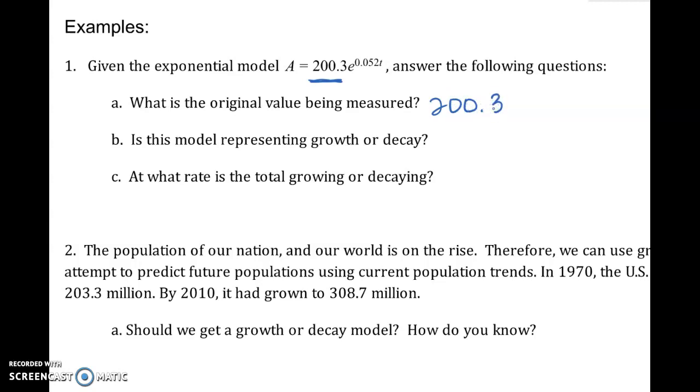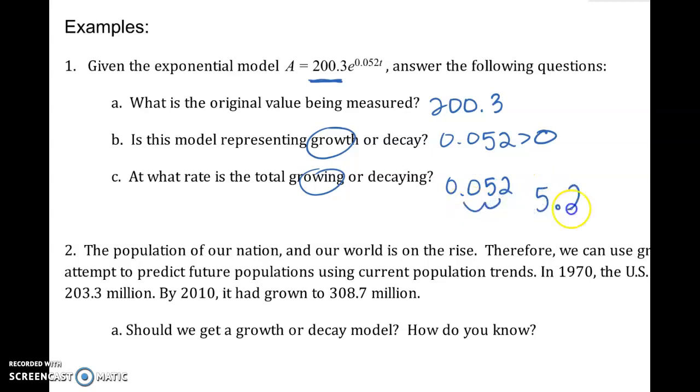Part B says, is the model representing growth or decay? With a value that has e in it, we want to look at our exponent, that 0.052. That is greater than 0, so that means it's going to be a growth function. Then it says, at what rate is the total growing or decaying? We are growing, and since it's 0.052, that transfers to about 5.2 percent. Okay, so that's breaking down an equation that's given.